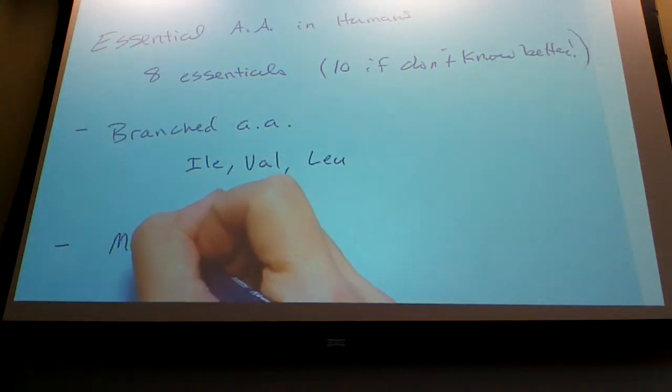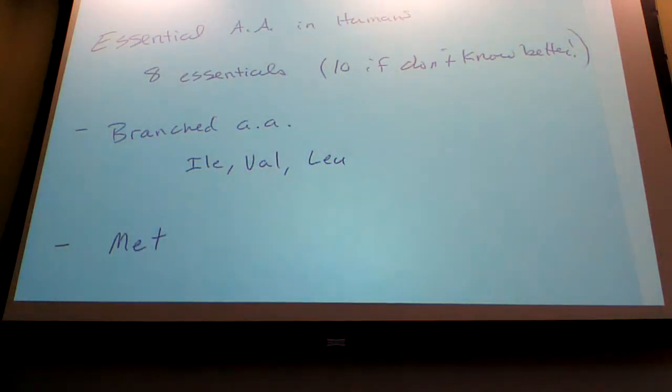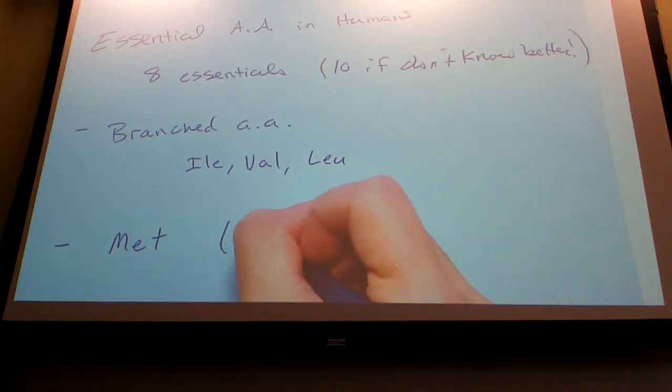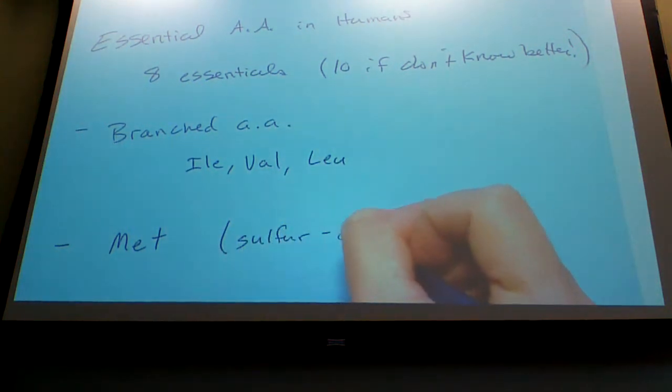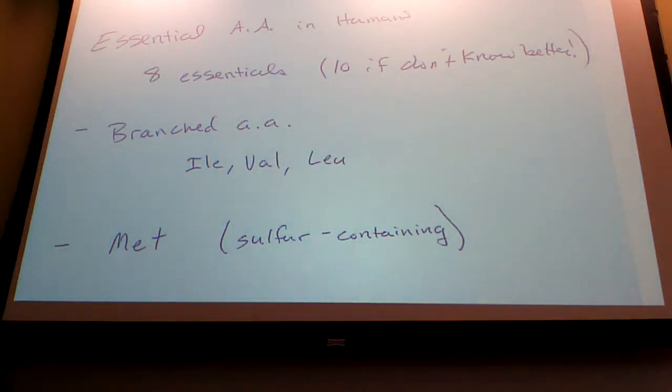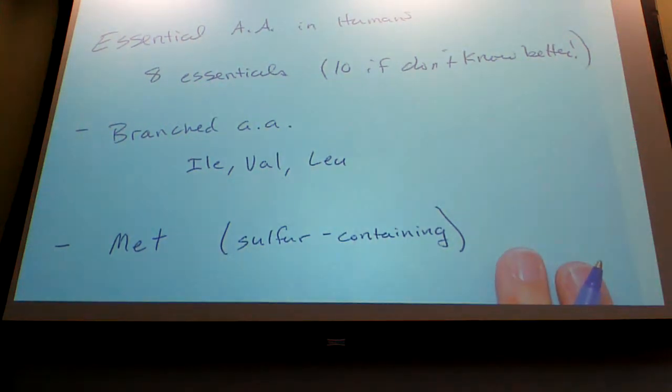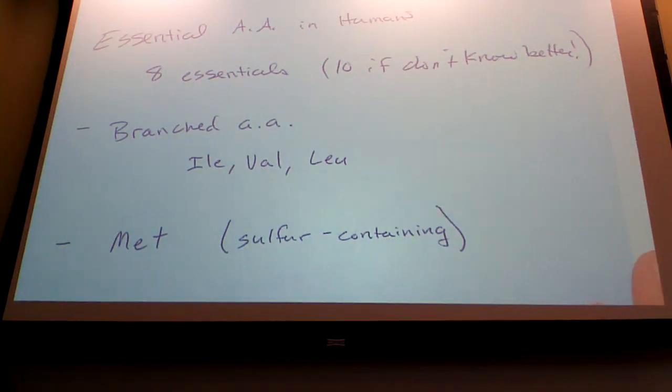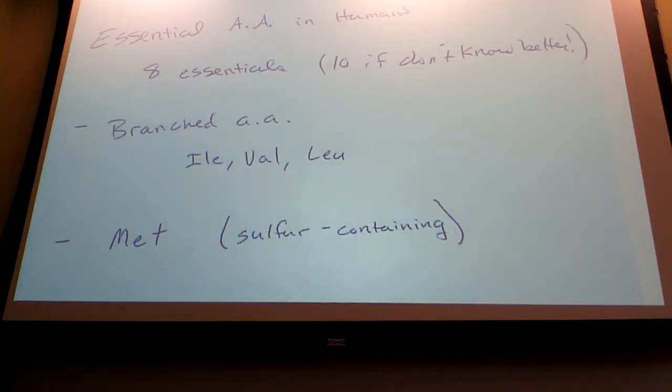This one I don't have a good rule for. Methionine is an essential. It's sulfur containing. But that isn't a good rule to use because cysteine isn't essential. But as long as you have one sulfur containing amino acid in your diet, if you have methionine in your diet, you can make the cysteine.